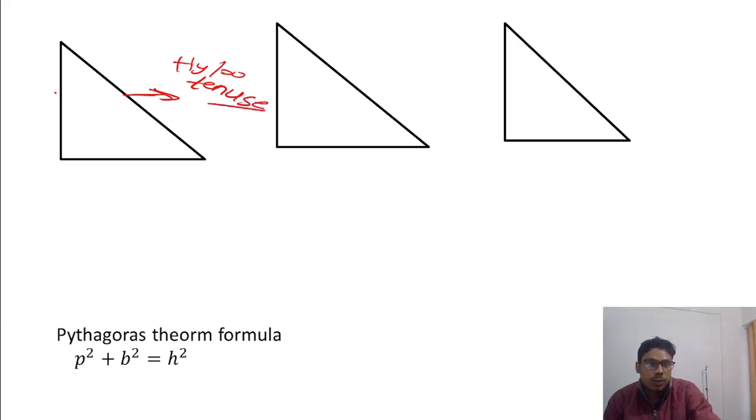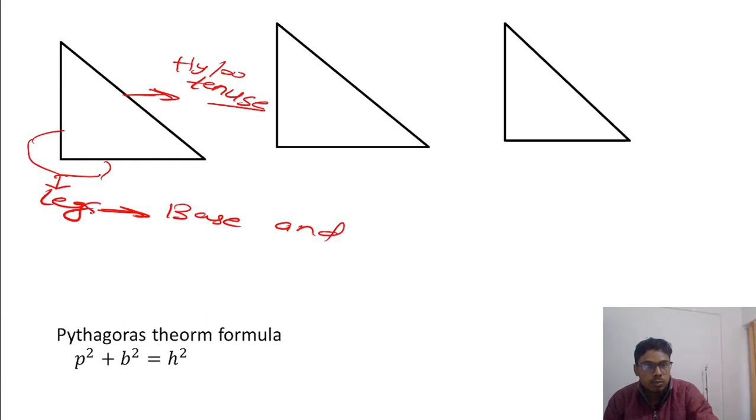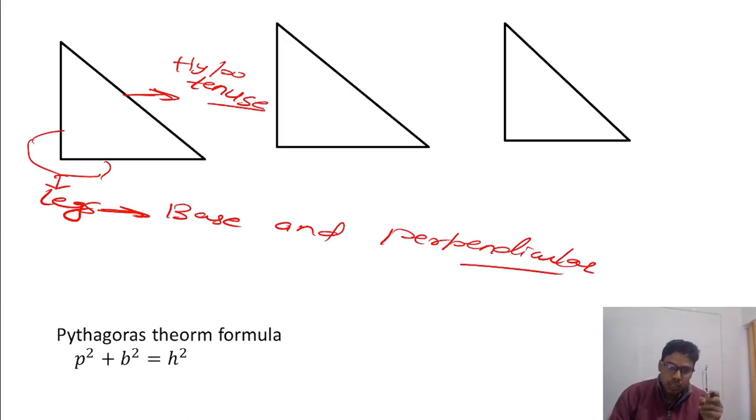The other two sides, one side here and one side here, are called legs. One leg is the base and the other leg is the perpendicular. Now the question comes to mind: in these two legs, which is the base and which is the perpendicular? Base and perpendicular are decided by the angles.